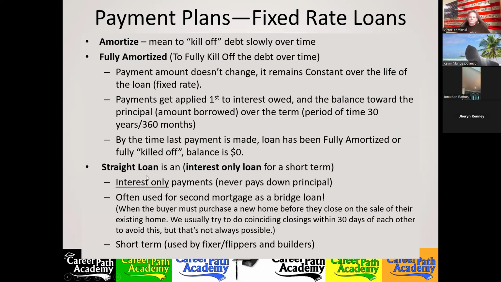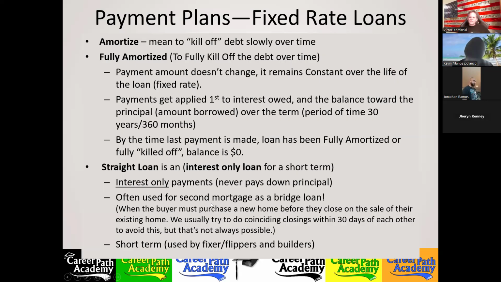Now, a straight loan is an interest-only loan. You're only paying interest. You're not going to ever pay off this loan by making mortgage payments, because a straight loan is an interest-only loan. You're only paying the interest payment each month. You're not paying down the principal at all. So therefore, these are usually short-term loans for specific purposes.